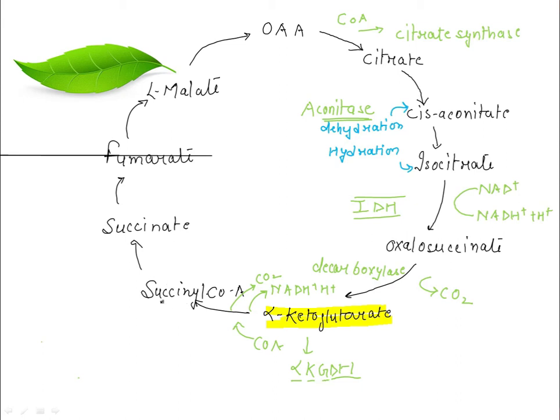Now succinyl coenzyme A transfers its high energy bond to GDP. GDP is what? Guanosine diphosphate, and after the transfer of the high energy bond GDP gets converted into GTP. So this is substrate level phosphorylation, because here the metabolites are responsible for the formation of the high energy molecule.